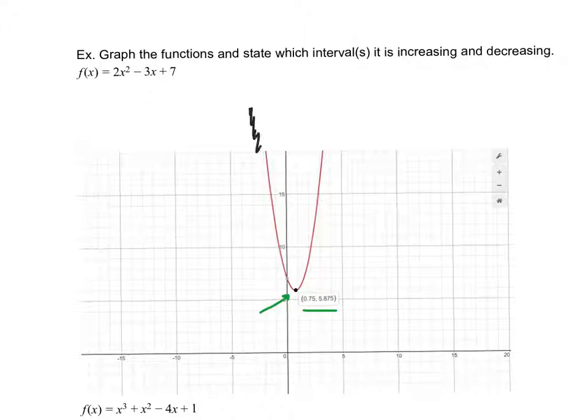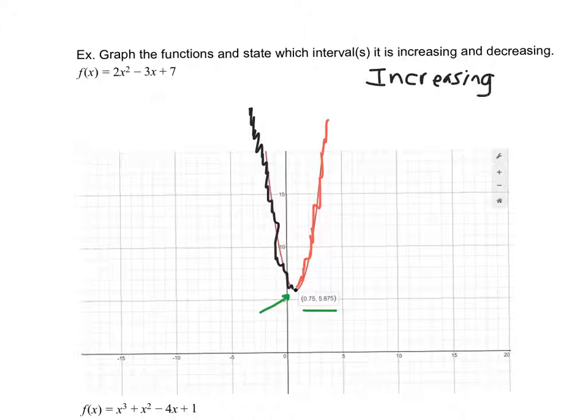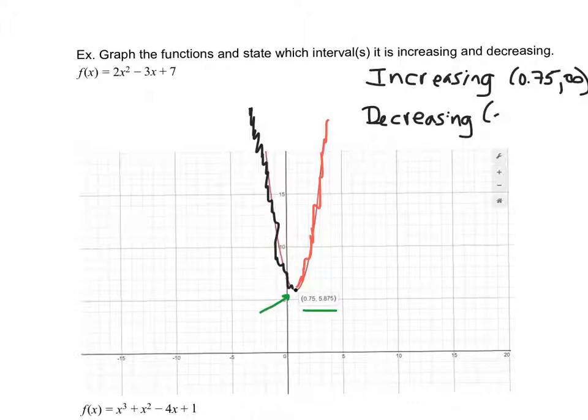So this graph starts by decreasing, so it's going to decrease to there, and then it's going to turn around and increase to there. This parabola only really does two things. So the increasing interval is going to simply be 0.75, which is that local minimum, to infinity. And then the decreasing is going to be on the beginning of its domain, which is negative infinity, all the way up to 0.75.